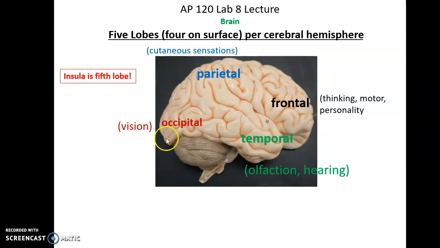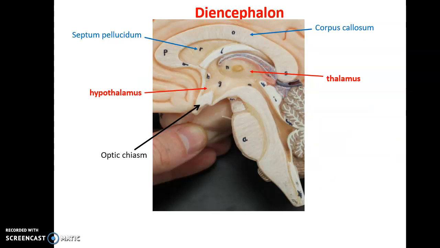The occipital lobe, posterior, it is where our primary area for vision is. The temporal lobe, on the lateral sides, sort of near the ears, signals for olfaction or smell, and also hearing go to the temporal lobes. The insula is the 5th lobe. It is found deep inside the lateral sulcus, and it's involved in gustation. So again, 5 lobes.